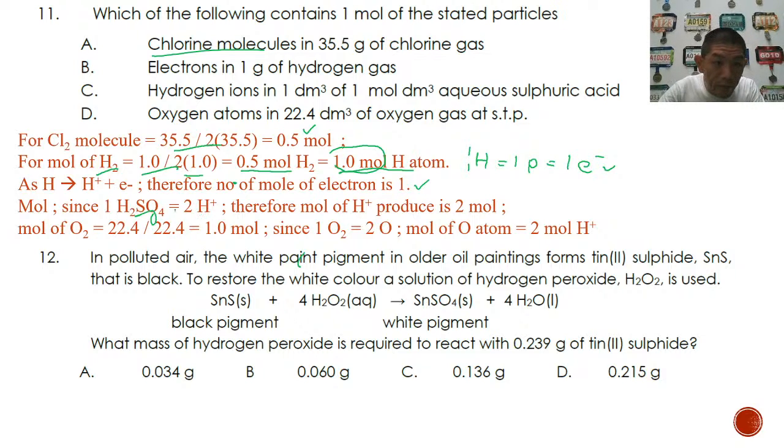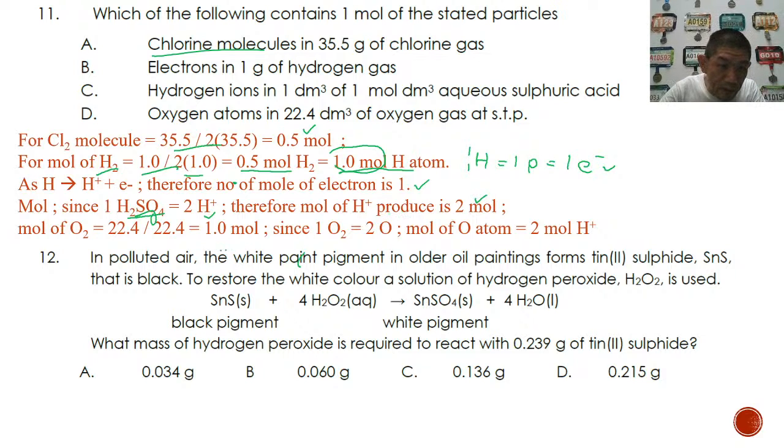And then for H2SO4, since H2SO4 is a diprotic acid, it produces 2 moles of hydrogen ions. So in 1.0 mole of H2SO4, the number of moles of hydrogen is 2.0 mole.